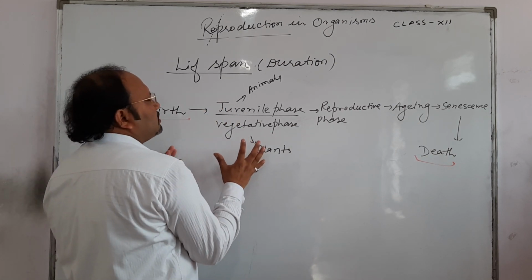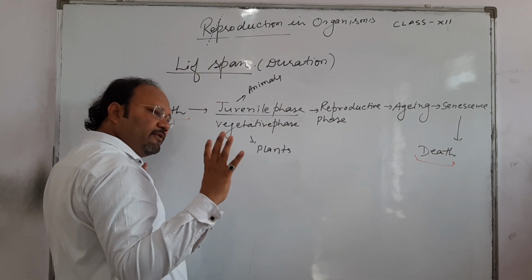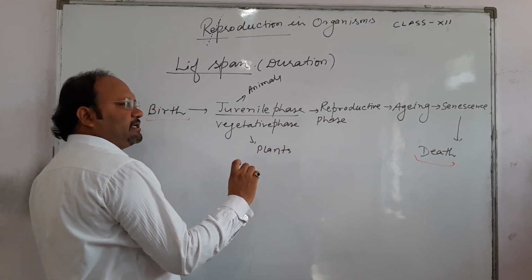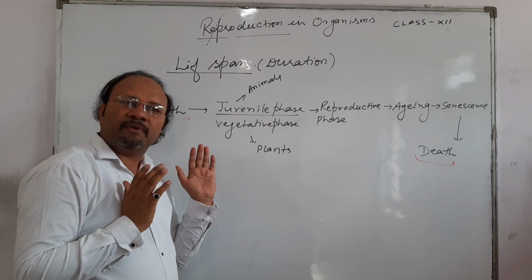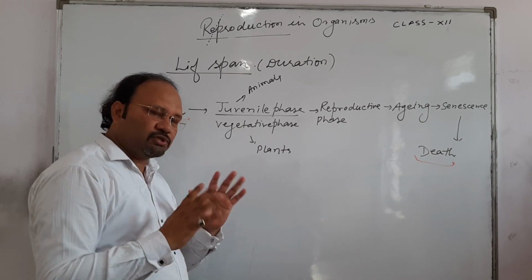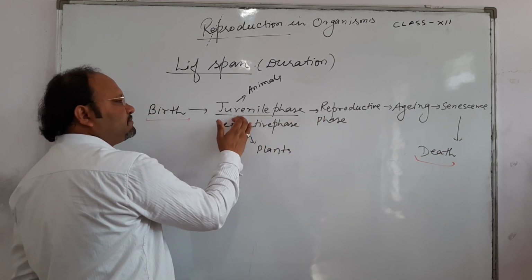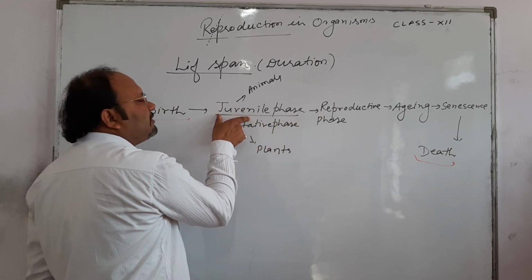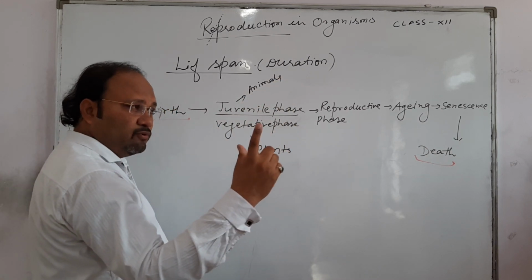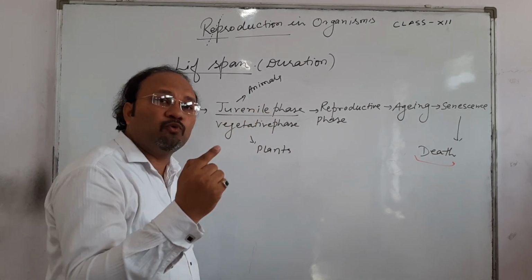Look, if we talk about the juvenile phase or vegetative phase in terms of reproduction, this is a pre-reproductive phase, the phase before reproduction, where the organism is not mature enough to reproduce in all respects. So the juvenile phase is the pre-reproductive phase in animals, and the vegetative phase in plants. If you talk about human beings, you can understand easily because in class 10th you have studied that: the juvenile phase is before puberty.